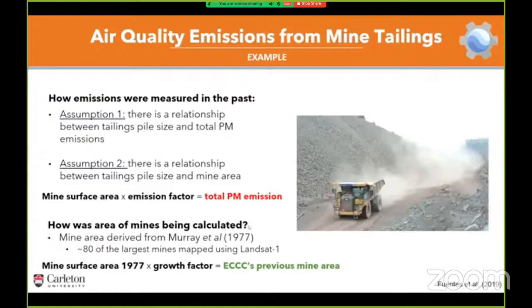And so we were using a report that was created by Murray et al. in 1977, and they mapped 80 of the largest mines in Canada using Landsat 1. And then we were using a growth factor to extrapolate that size per year. And so not only did we not really capture all of the mines in Canada with this Murray 1977 report, but we also didn't really understand where the growth factor was coming from, because we had purchased this number from a private company, and we're just extrapolating on that every year. And so we wanted to improve the estimate of surface area of mines in order to improve our estimate of air quality from mine tailings piles.